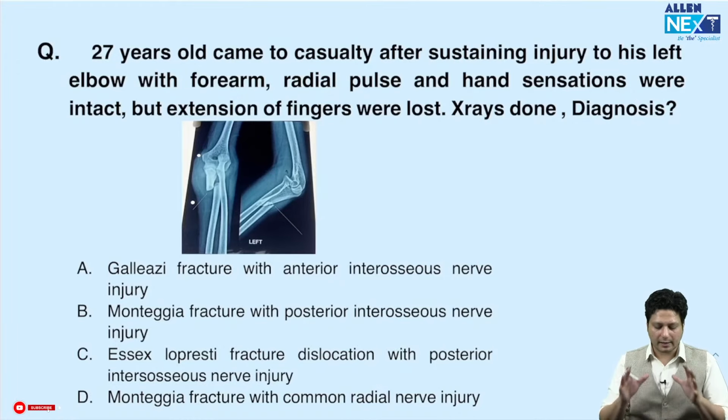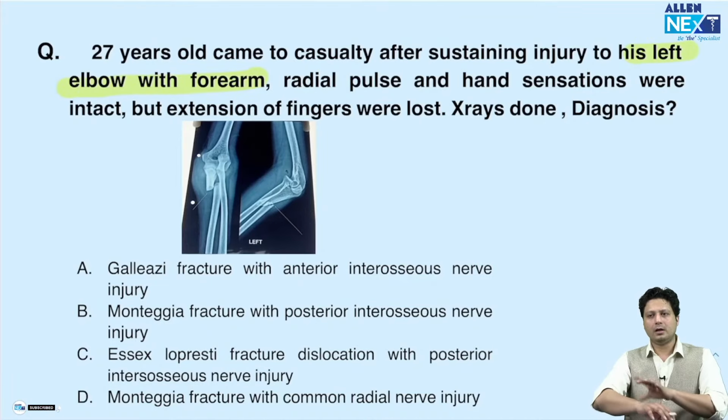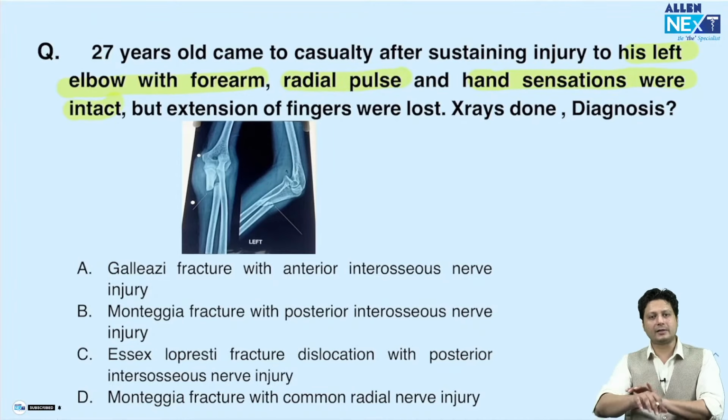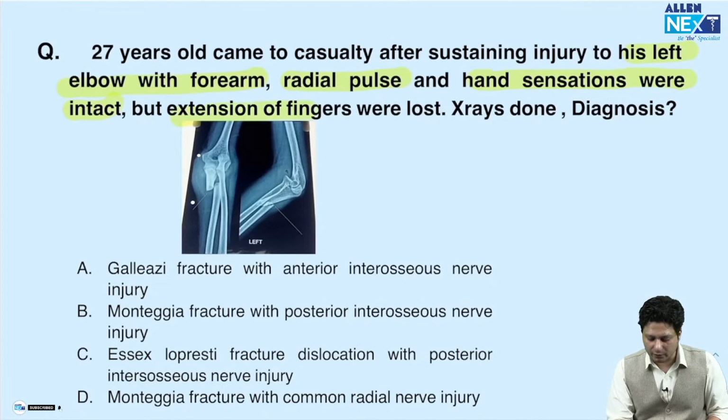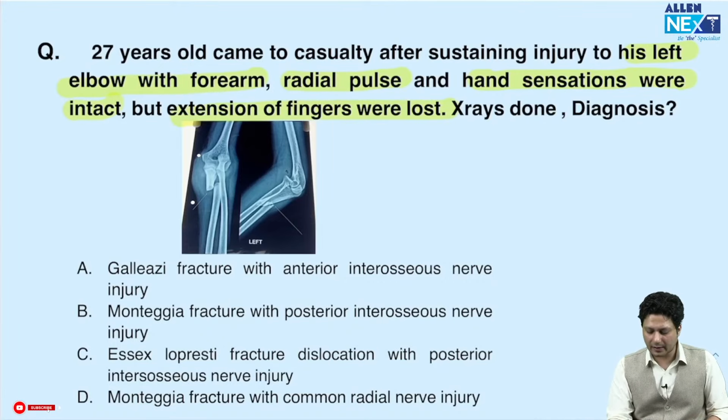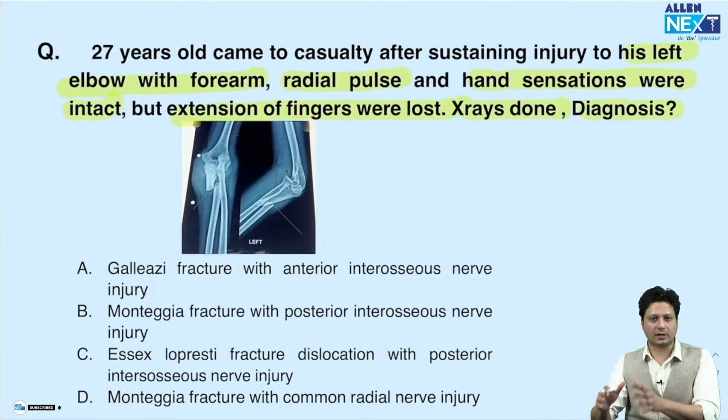Next question is that a 27-year-old came to casualty after sustaining injury to his left elbow with the forearm. All right, forearm and elbow, both of them are injured. Radial pulse and hand sensations were intact. Pulsations as well as the hand sensations, there was no sensory loss, were intact. But extension of the fingers was lost. That means when you ask the patient to perform the movement, extension of wrist was normal, extension of fingers was lost. Now x-rays were done. What is the diagnosis that the patient could be suffering from?